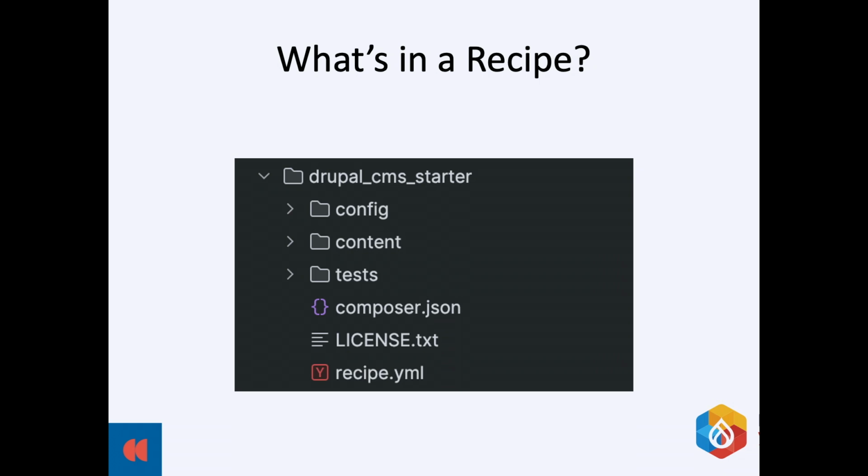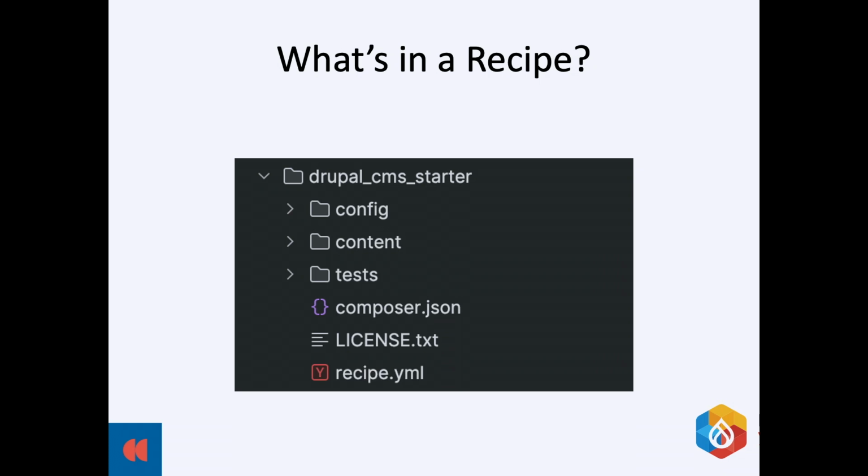This is most recipes. You get a composer JSON file and you get a recipe file. They're pretty standard. Most of them will have some config, which is pretty much the same as the config you would export whenever you do a config export. So that's a folder full of YAML files. Does everybody know what YAML files are and know what config YAML files look like?